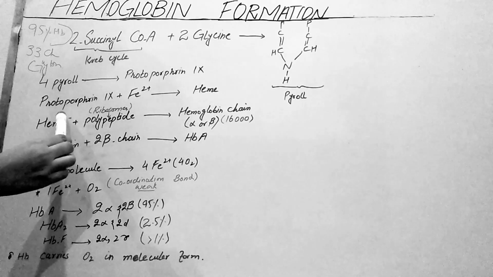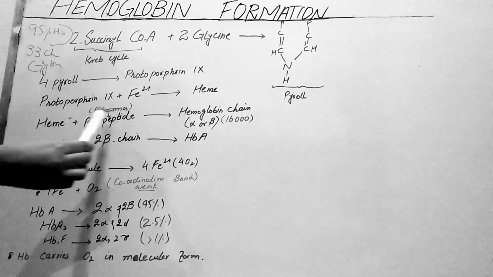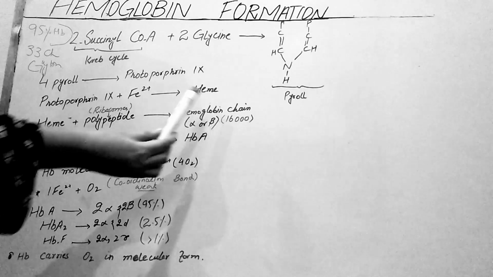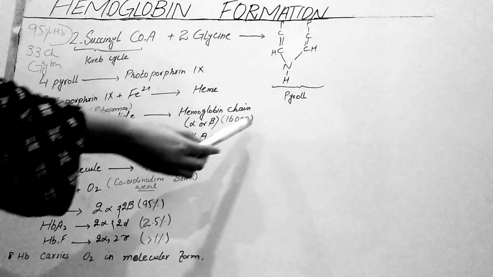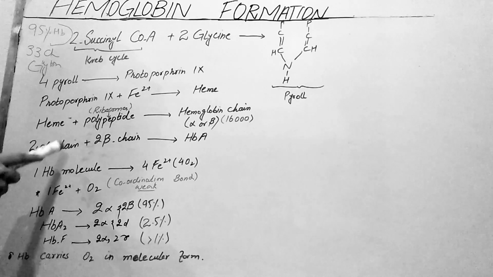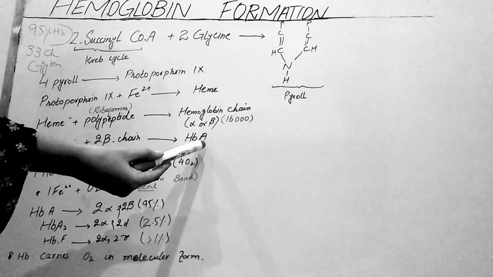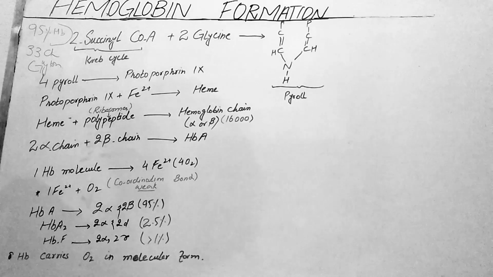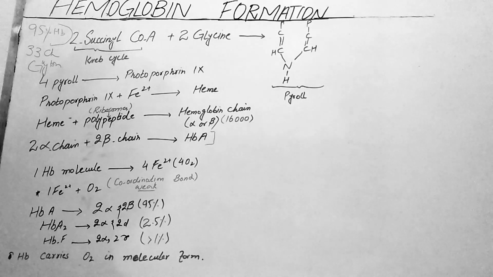Now this heme combines with the polypeptide which is synthesized on our ribosomes to form a hemoglobin chain. The chain can be alpha or beta, and its usual molecular weight is 16,000. Now two alpha and two beta chains combine together to form hemoglobin A. Now we have come to know how hemoglobin forms inside our body.